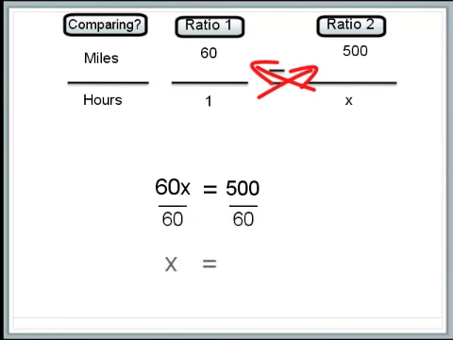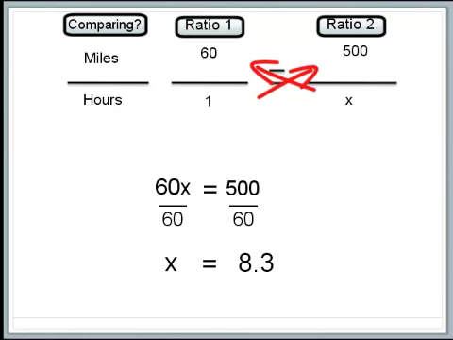60 divided by 60 equals 1, which leaves me with 1x, or just x if you like. 500 divided by 60 is 8.3. So we know that x equals 8.3, or we could say x equals 8 3/10, which means you'll be there in 8 hours and 3/10.